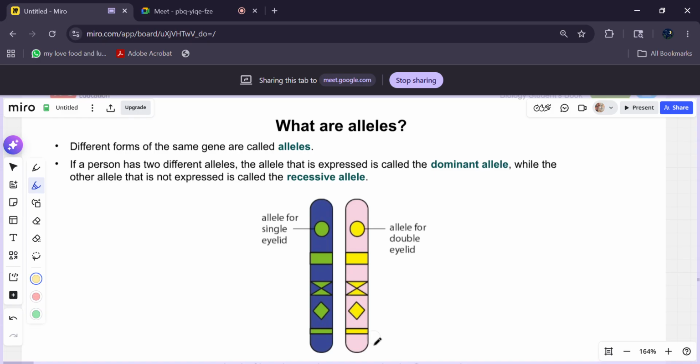If a person has two different alleles, the allele that is expressed is called the dominant allele, while the allele that is not expressed is called the recessive allele. In this case, the dominant allele is the double eyelid. Why is that? Because the double eyelid is expressed. That is why we say the double eyelid is dominant.